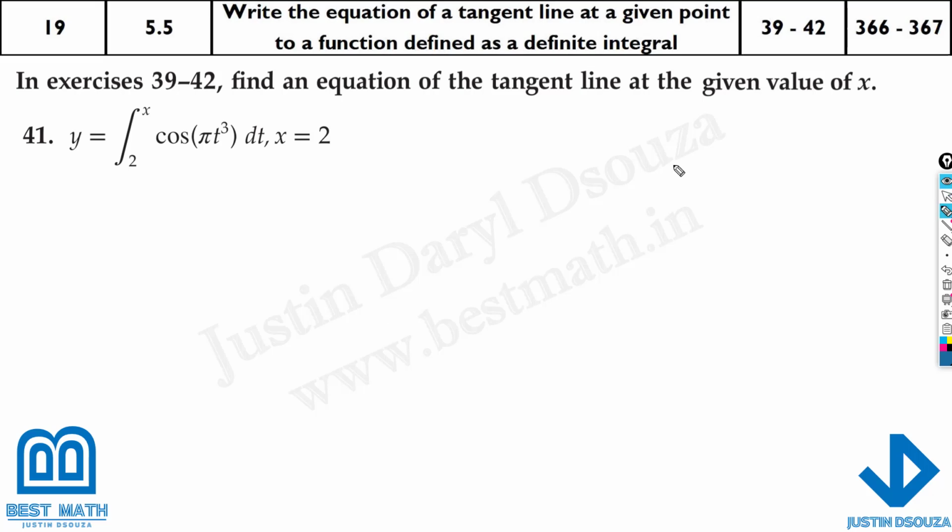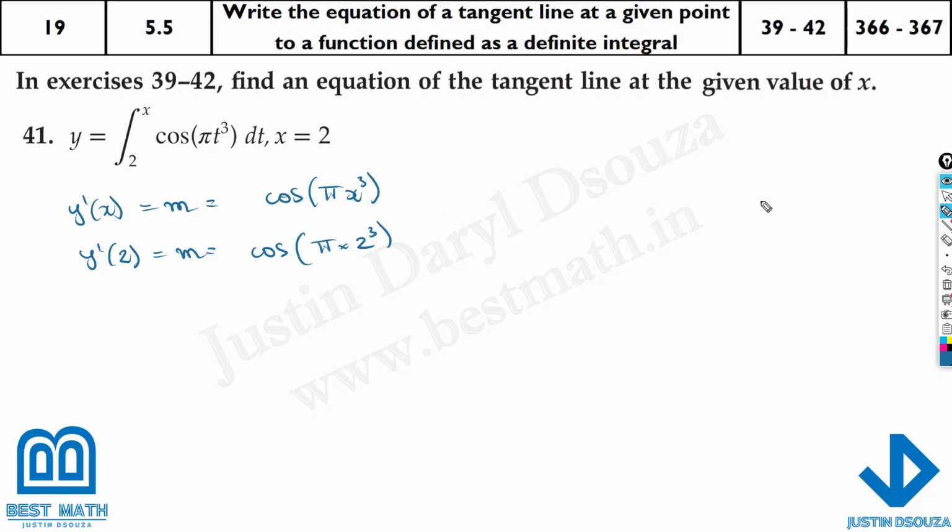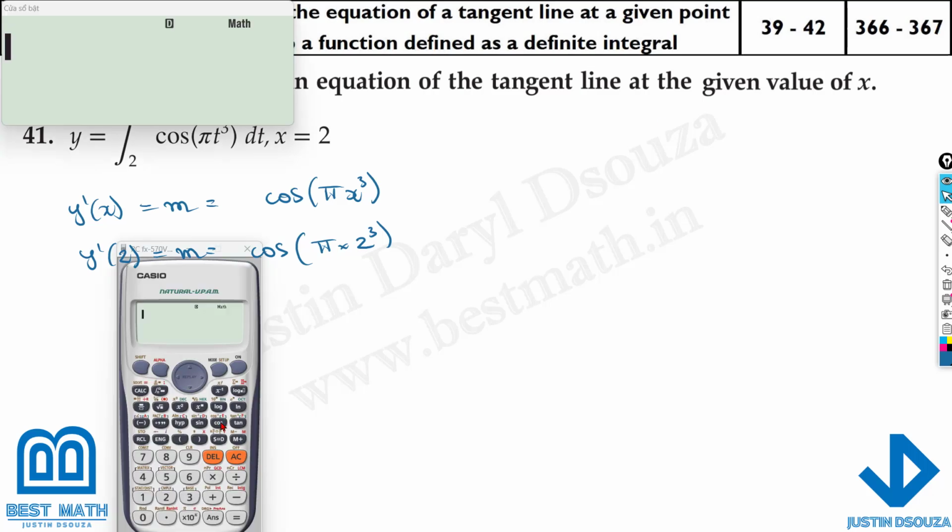I'll quickly solve this up. You can pause the video and solve these problems by yourselves because it's the same procedure now. Here y dash of x, that is equal to the slope, is equal to cosine pi x power 3, and y dash of 2, that is equal to the slope, will be equal to cosine pi multiplied by 2 to the power 3. We need to use a calculator here, and remember pi means 180 degrees. I will type in cosine, not the pi, shift and not the symbol.